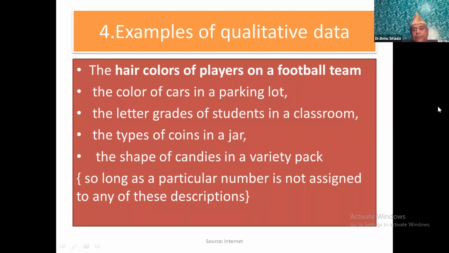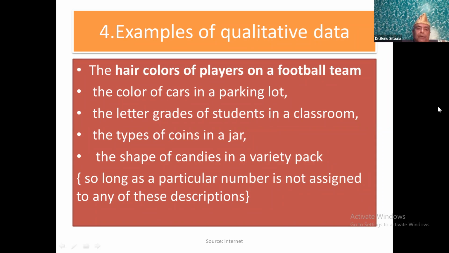The latest grades of the students in a classroom. This is also qualitative data because here we don't know how many students have what type of letter grade, in what number, in what percentage. This is not clear here. Similarly, the types of coins in a jar. This is also qualitative data because a numerical expression is not given here. The shape of the candies in a variety pack. This is also information related to qualitative data.